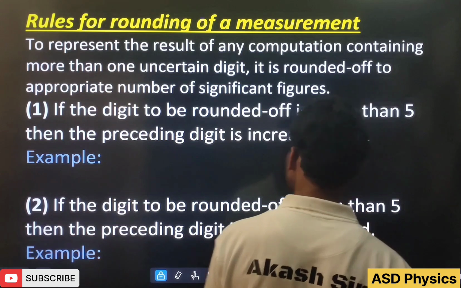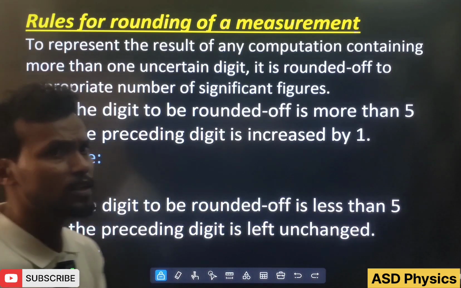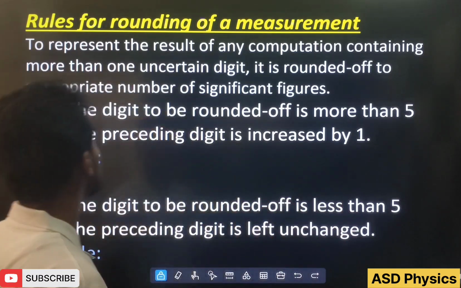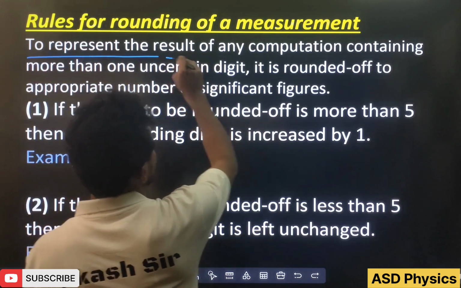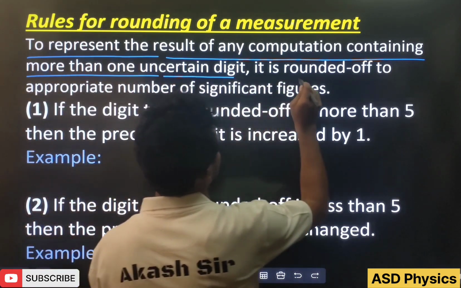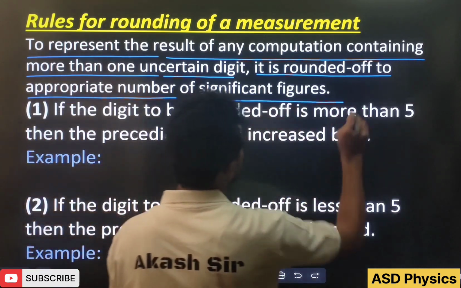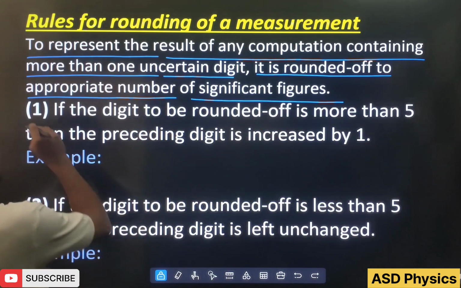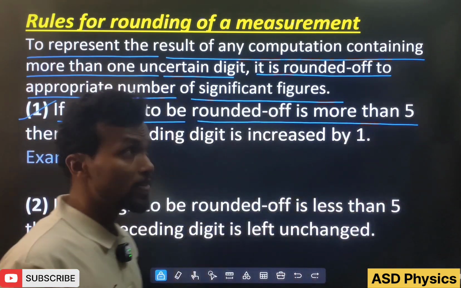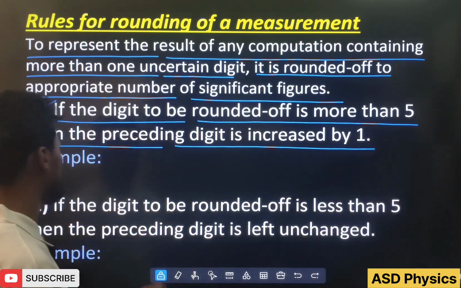Great. Next one, students, we are going to learn rules for rounding of a measurement. After learning the significant figures, we have to learn this, then only we can understand the applications in a very proper way. Kindly see very well, to represent the result of any computation containing more than one uncertain digit, it is rounded off to the appropriate number of significant figures. And we are going to learn now the rules. The first one, see, if the digit to be rounded off is more than 5, then the preceding digit is increased by 1. So let me write the example.